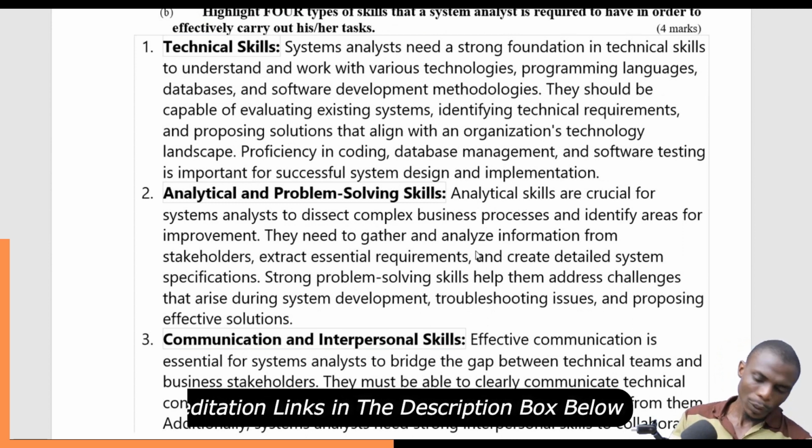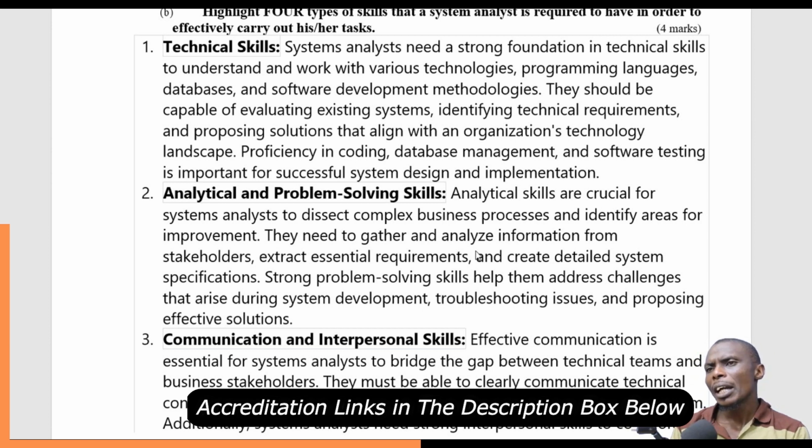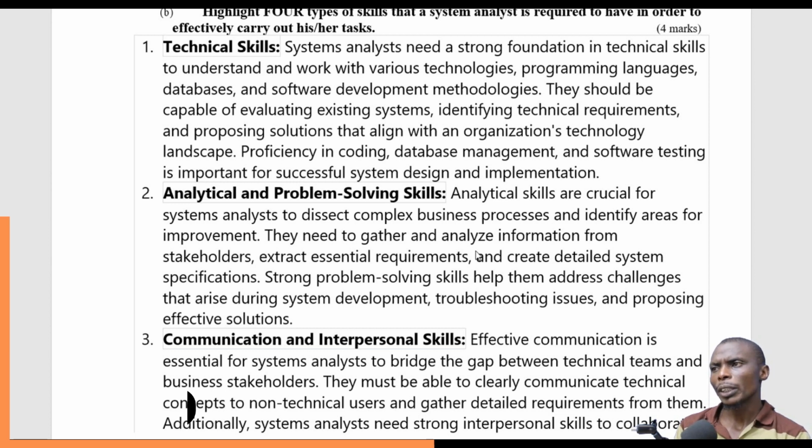The B part of the question says, highlight 4 types of skills that a system analyst is required to have in order to effectively carry out his or her task. The first would be technical skills. The analysts need a strong foundation in technical skills because they need to understand and work with various technologies. For example, they need to know about programming languages, databases, software development methodologies, so that they can evaluate the existing systems, identify technical requirements and provide solutions.